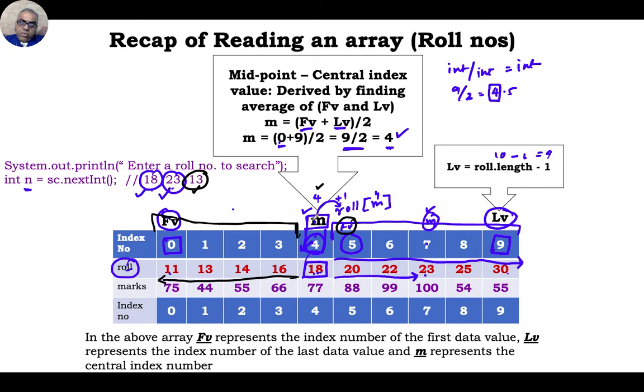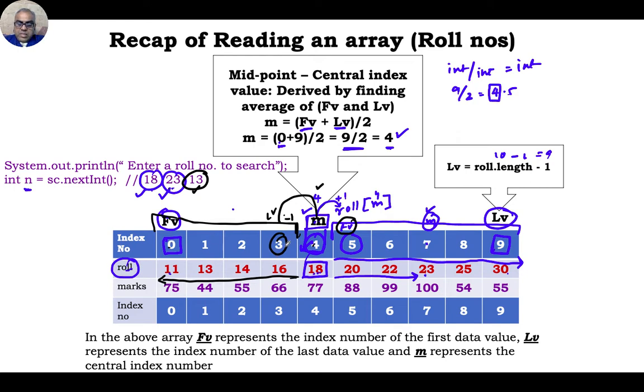So now what I can do is shift my LV, which was 9, from here to here: M minus 1, 4 minus 1 is 3. So my LV has now become 4 minus 1, which is 3.